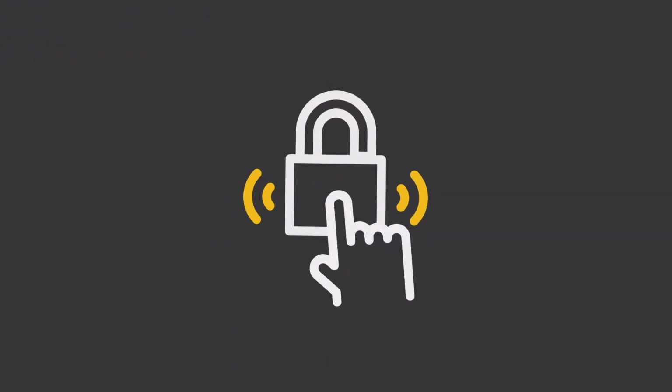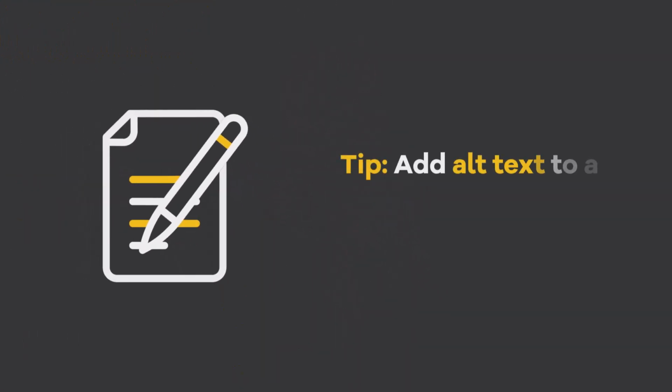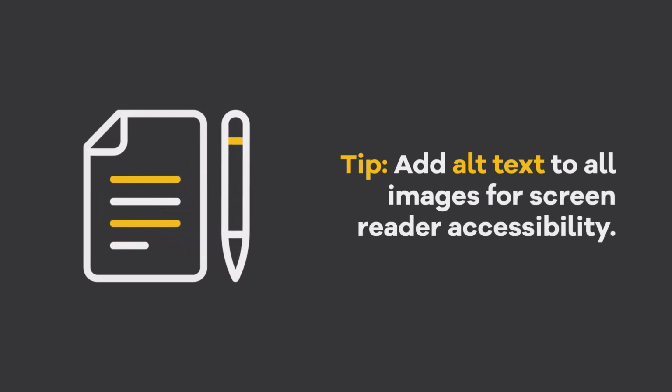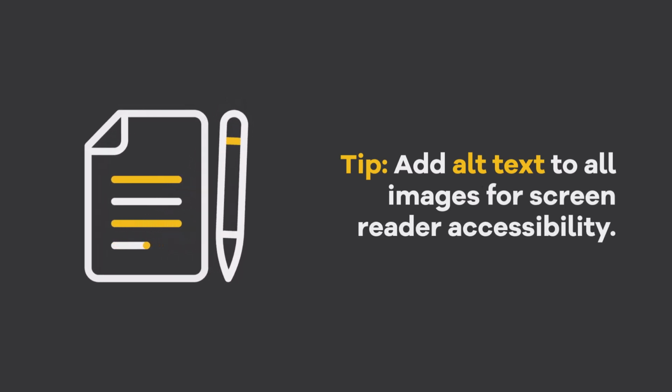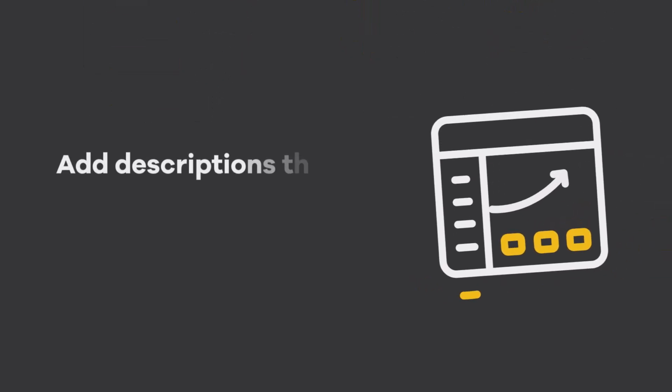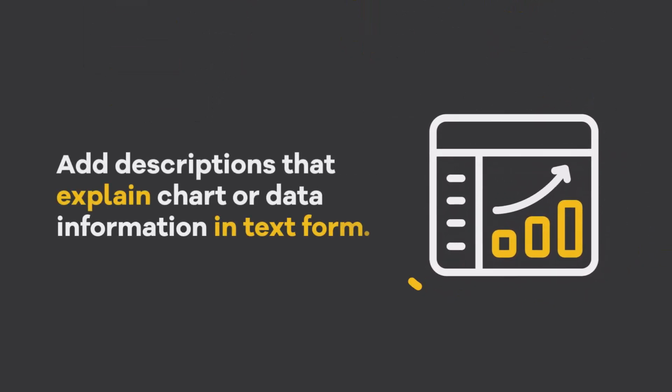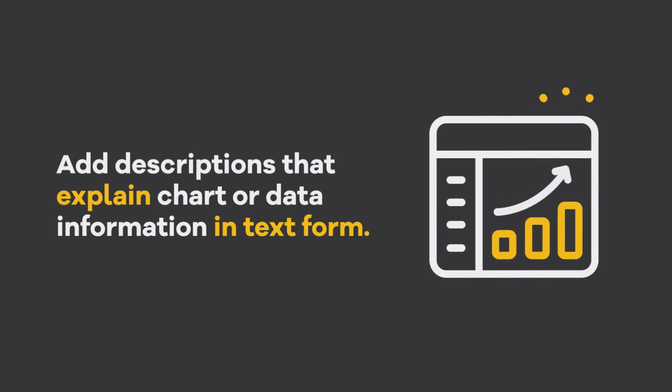Accessibility is also essential when using visuals. Provide alternative text or alt text for all images, so learners using screen readers can understand the content. When using graphs or charts, include descriptions or data tables that explain the information in text form.